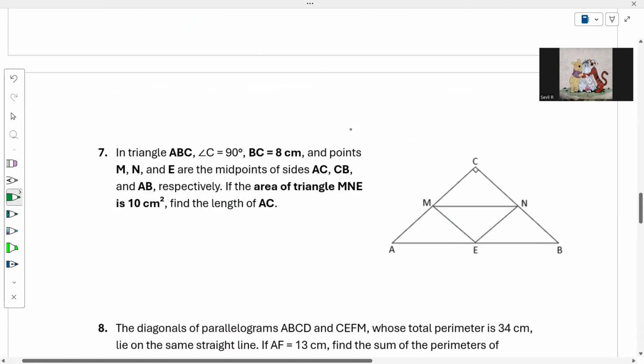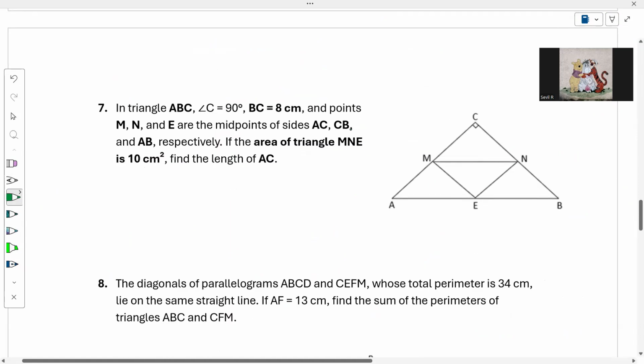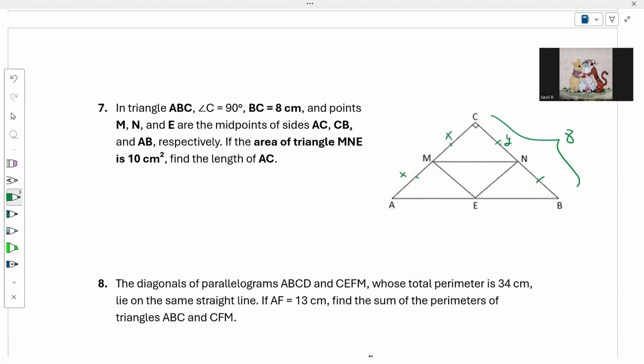Next question, number 7. In triangle ABC, angle C is 90, BC is 8. Okay, this part is 8. And points M and E are midpoints of the sides. Guys, whenever you see midpoints, immediately write X, X, Y, Y. Like left and right sides are equal. Z, Z. So midpoints of sides, we read this part.